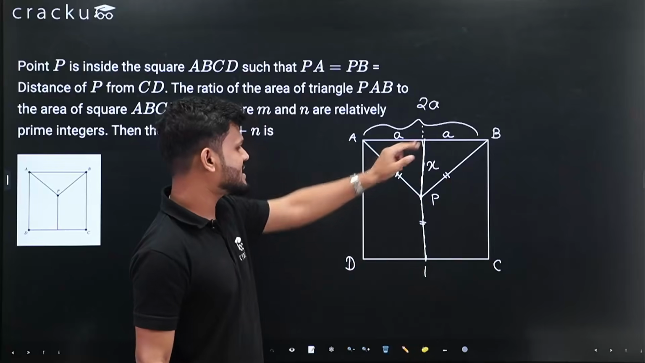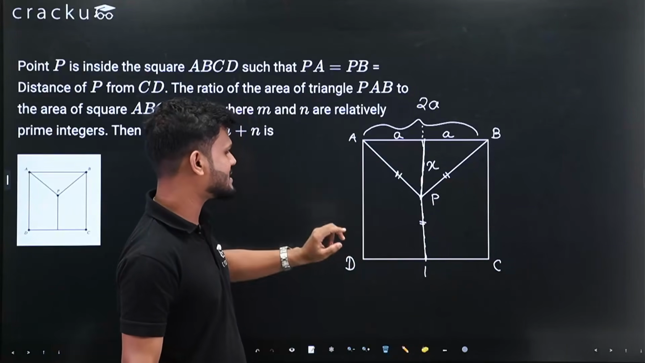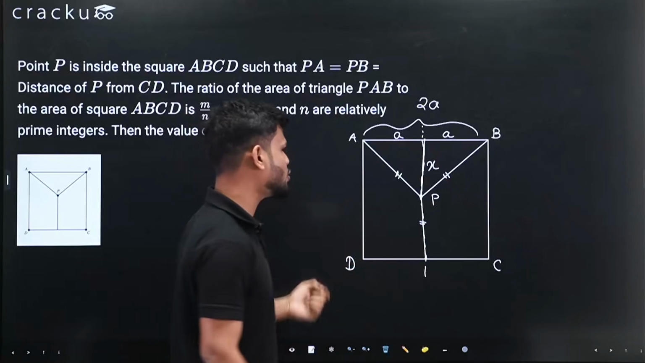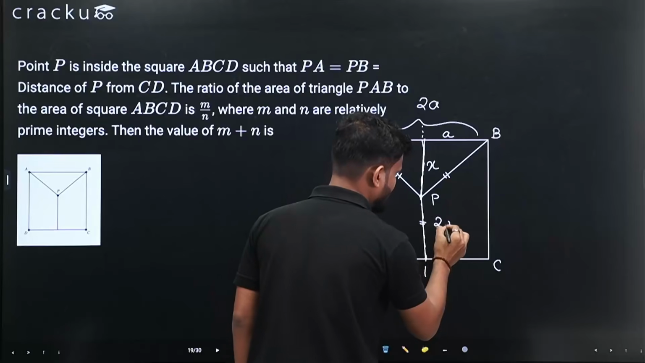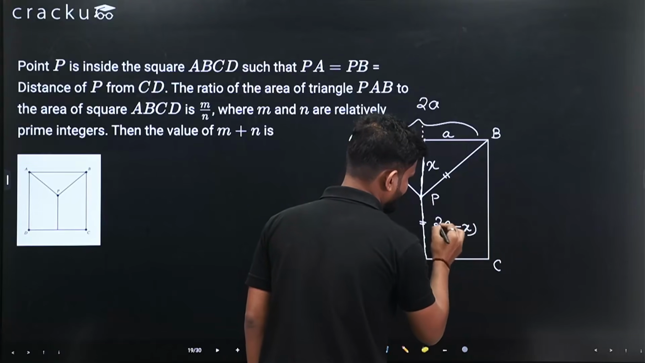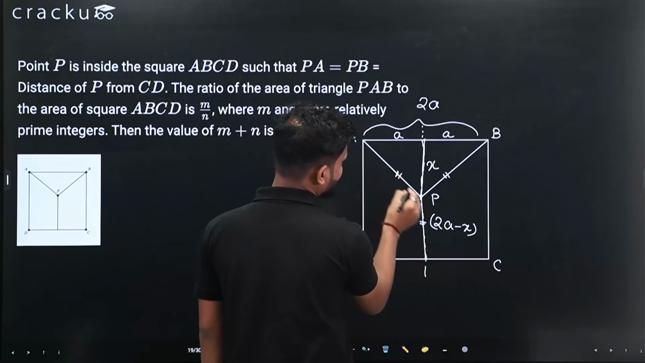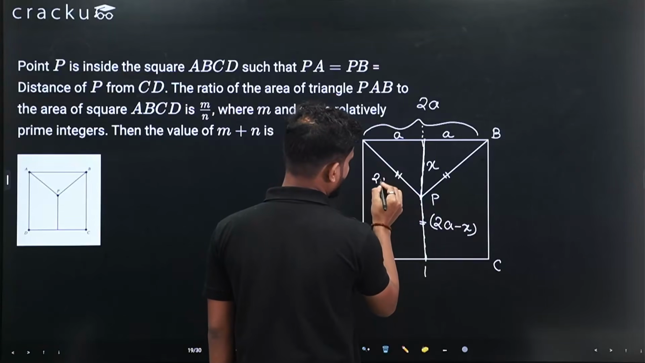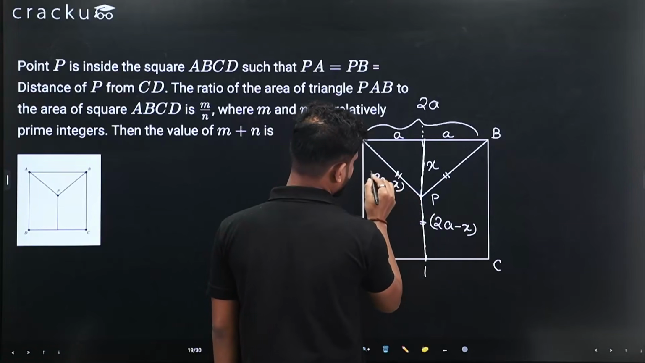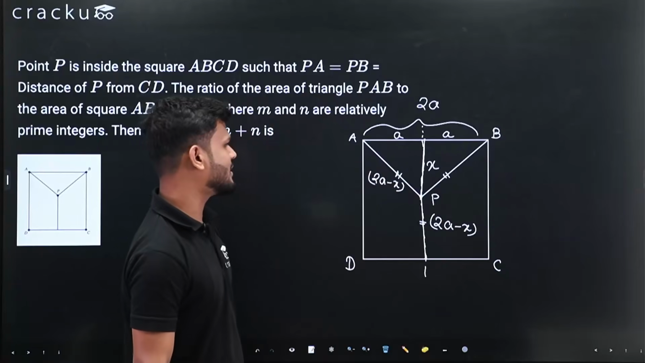Okay. So if this distance is x, this total distance is 2a. So this distance will be 2a minus x. Correct? If this is 2a minus x, this will also be 2a minus x, because these are given equal.